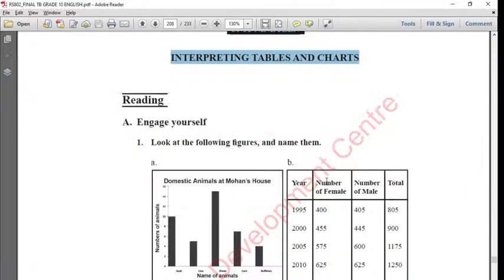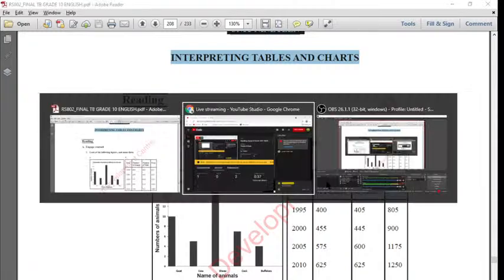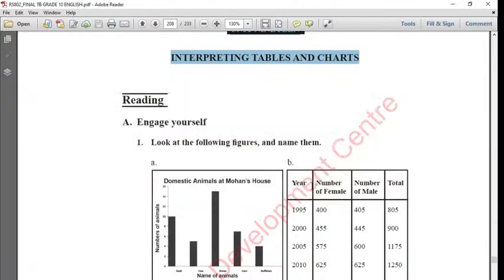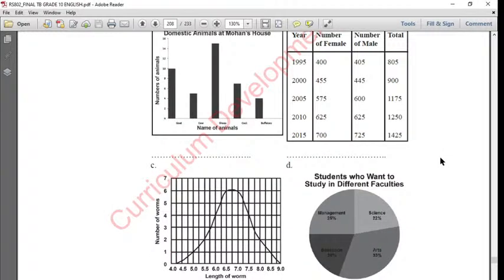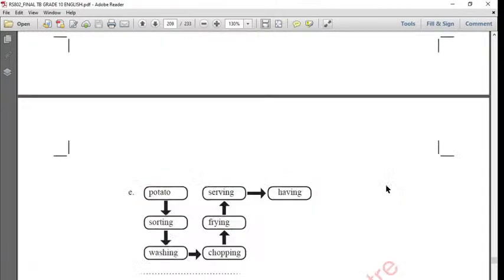Okay, so we are going into it now without wasting a moment. Saying hello to everybody, I'm directly jumping into the text we are supposed to be reading. As I was saying, it is the last lesson for our entire grade 10 book reading episodes. Reading section, engage yourself: look at the following figures and name them. We have a bar graph, a table, a line graph, and a pie chart. So we have different types of figures to explain information.